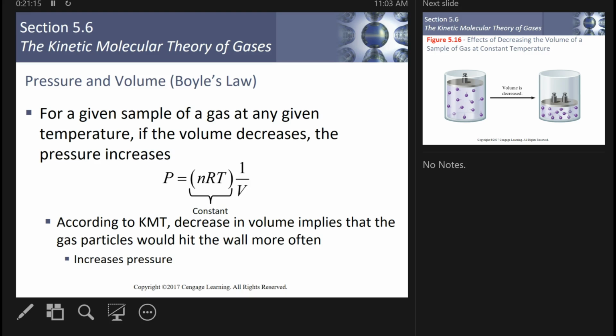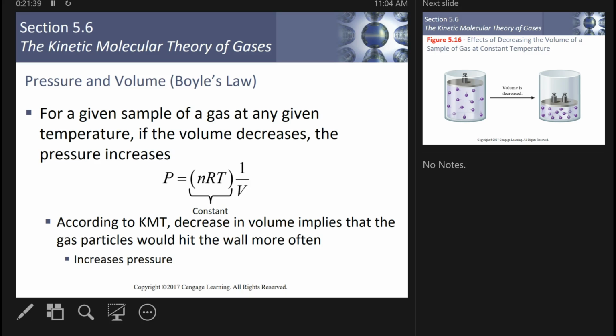That's like with the heel. Decrease volume, increase pressure. Right? So according to the kinetic molecular theory, a decrease in volume implies gas particles would hit the wall more often. It makes sense that if you compress it, they're going to collide more. More collisions mean more pressure. So that's the explanation behind Boyle's law.